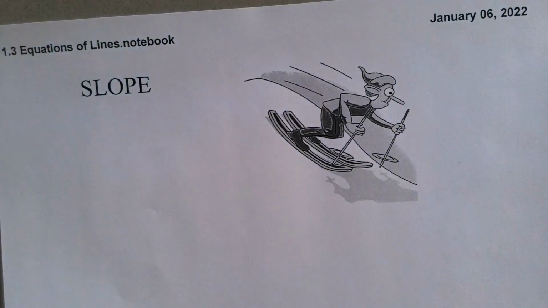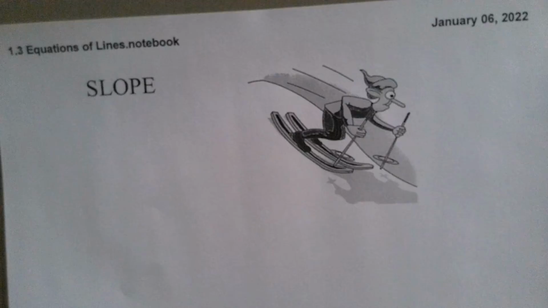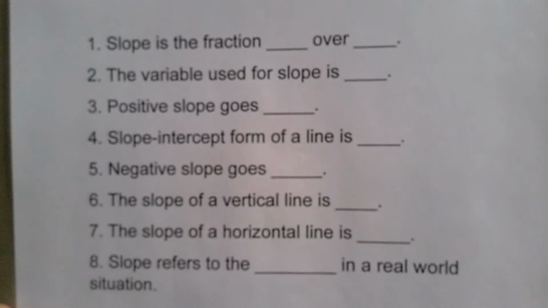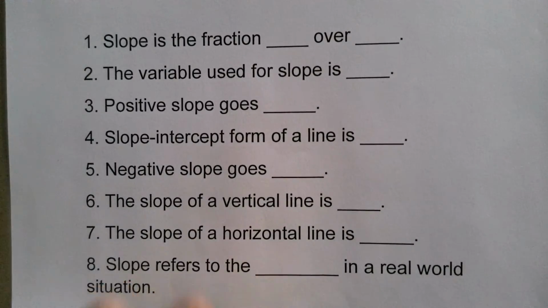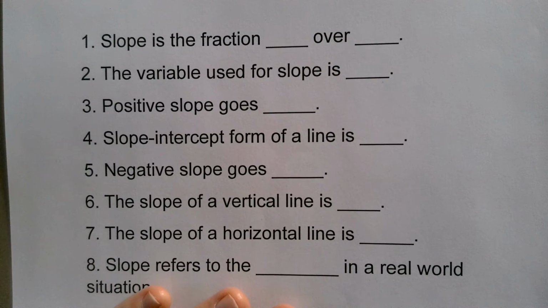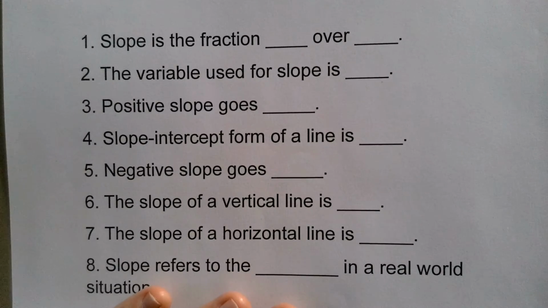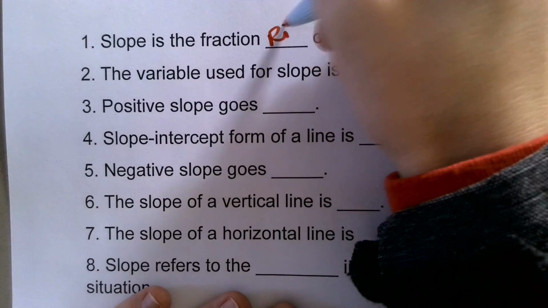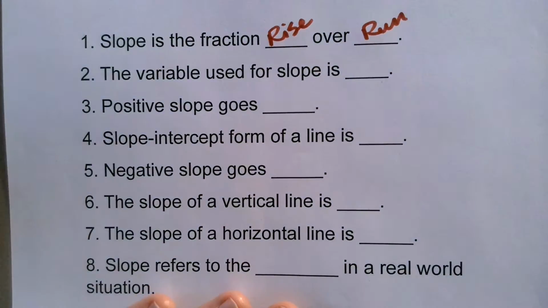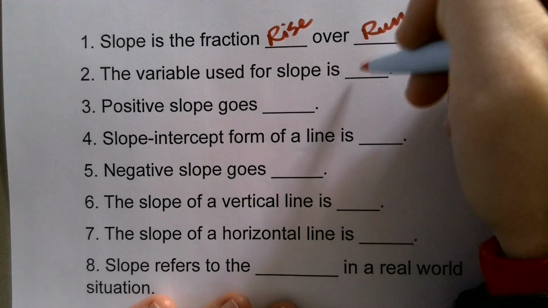Okay, so a few things with slope before we move on. You do not need to write these down unless you just feel like you need to. So the first one, our slope, is talking about the fraction what over what? Rise over run. Yes. What variable do we use for slope? Just look at it. M.